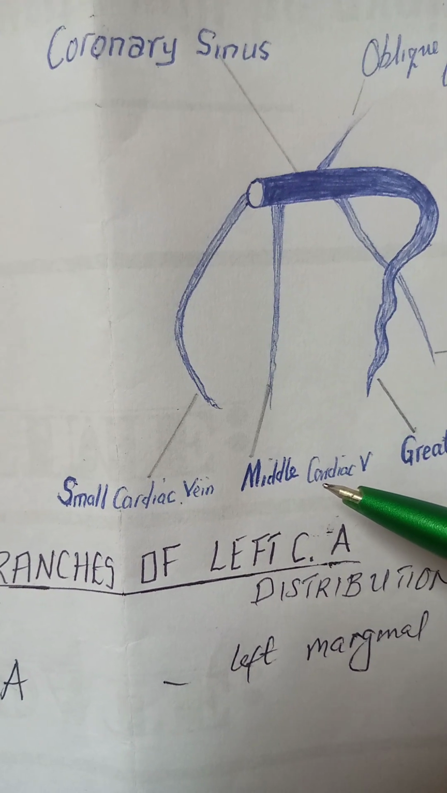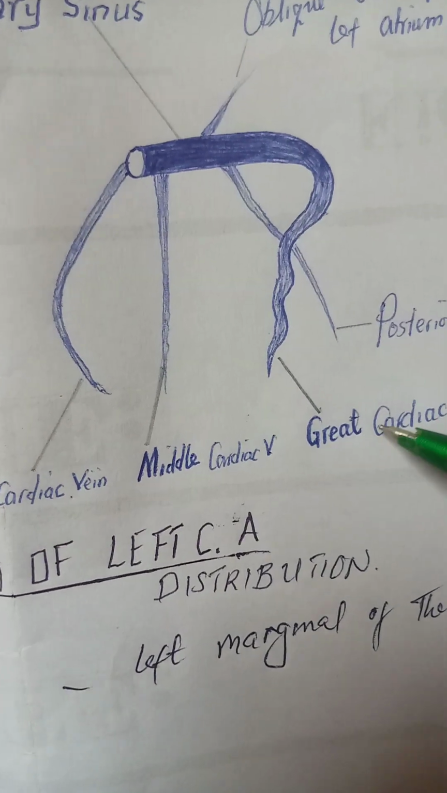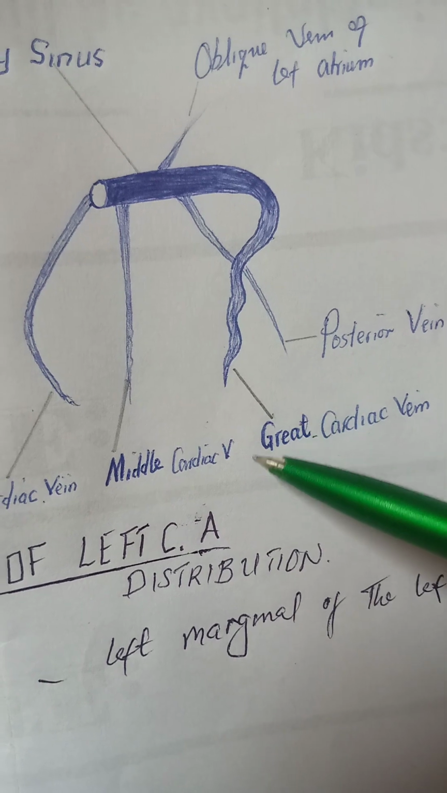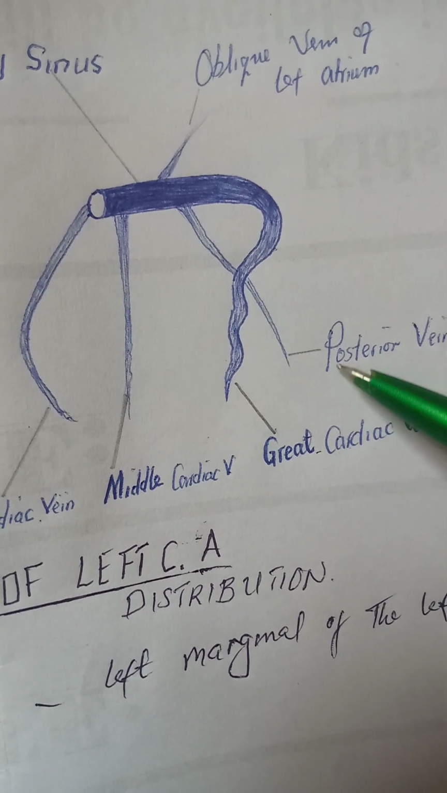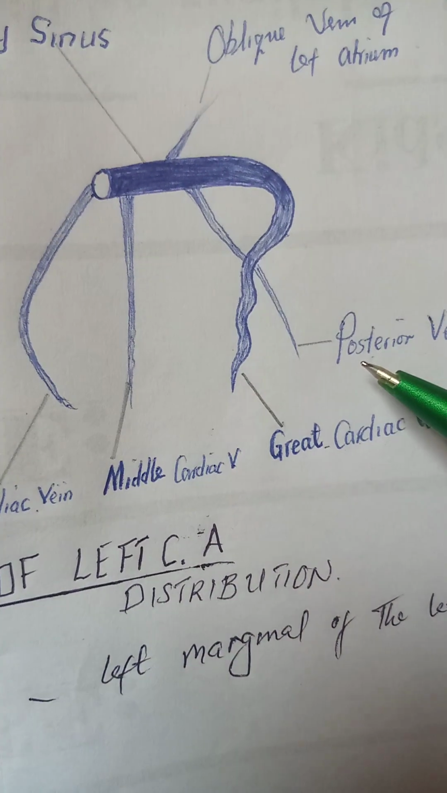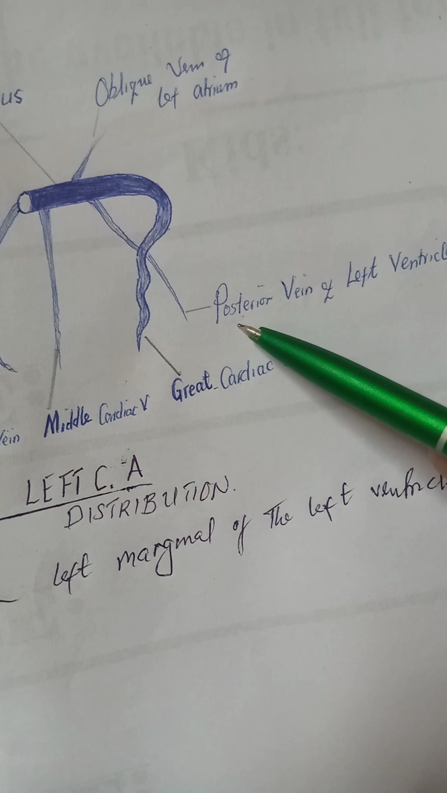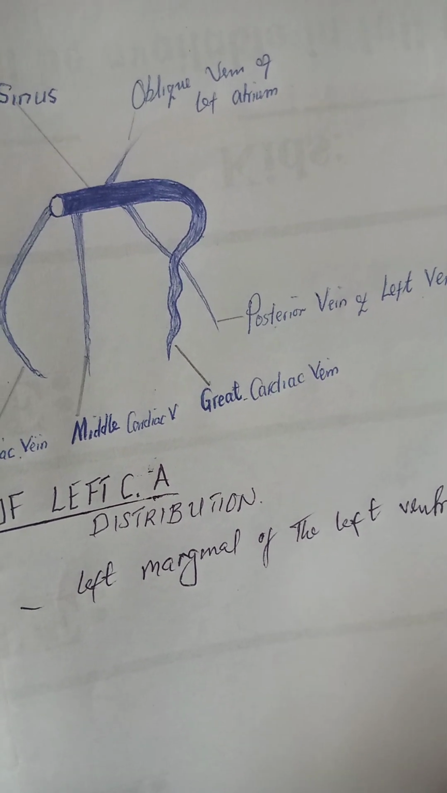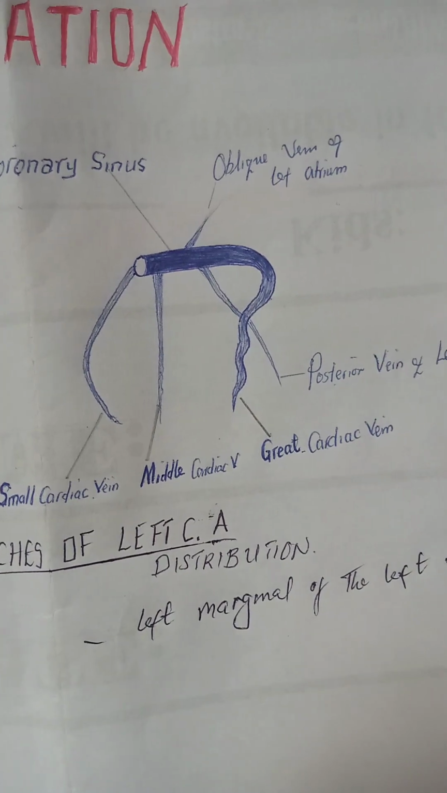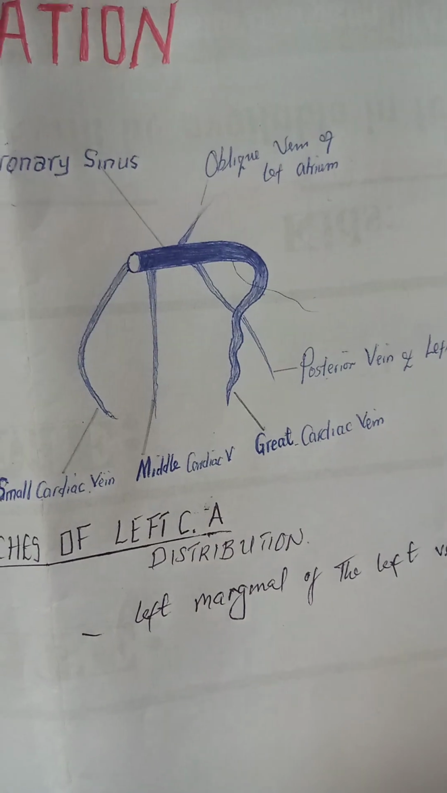Okay, so the marginal branch is going to be accompanied by the small cardiac vein, and then the posterior interventricular artery is going to be accompanied by the middle cardiac vein. And then the anterior interventricular artery, or the left coronary artery, is going to be accompanied by the great cardiac vein. And then the last one, the circumflex artery, is accompanied by the posterior vein of the left ventricle. Okay, so you also have some minor branches like the oblique vein of the left atrium, and another branch here called the left marginal vein.